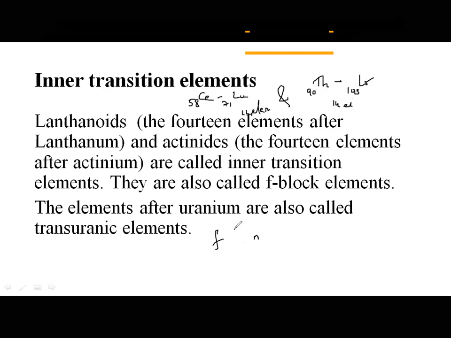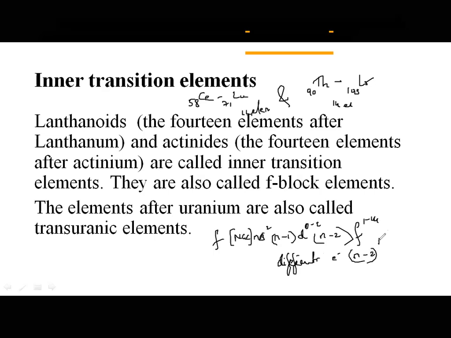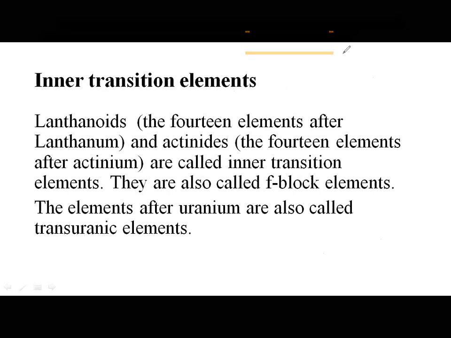When you see the f-block, it is noble gas core configuration, ns2, (n-1)d 0 to 2, which we have seen, then (n-2)f 1 to 14. That means the differentiating electron is entering into the (n-2)th shell, and this (n-2) shell is called the anti-penultimate shell. That's the reason, and they are present within transition elements. Therefore, they are called inner transition elements.